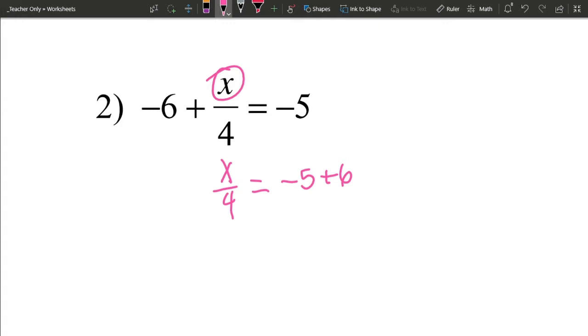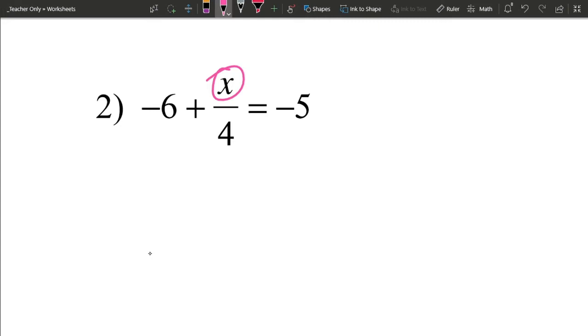Wait, didn't you say x means 1? No, x doesn't mean 1. No, I never said that. Pay attention. X doesn't have a value yet.